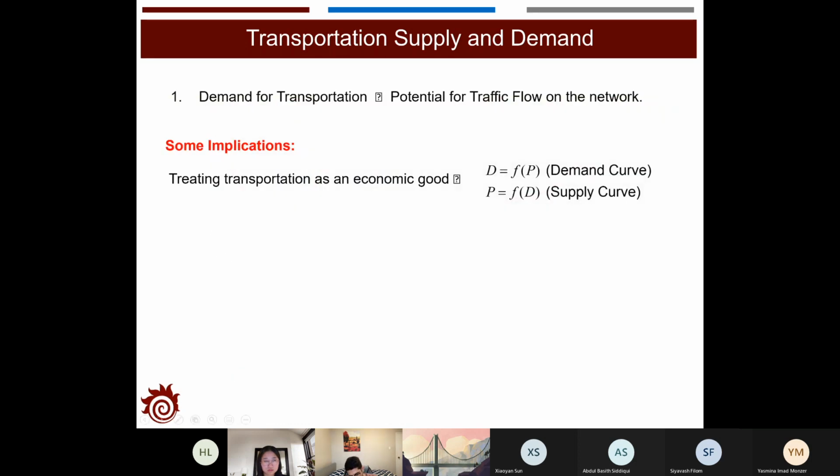And now let's have the more detailed analysis about the first assumption. The demand of the transportation is the potential for the traffic flow on the road. So we have some very simple implications.